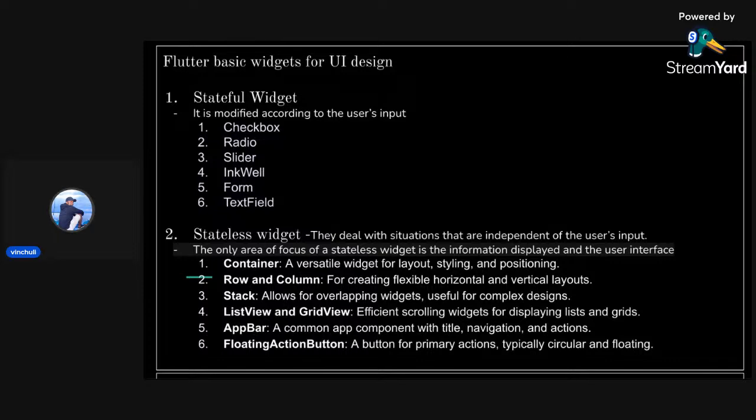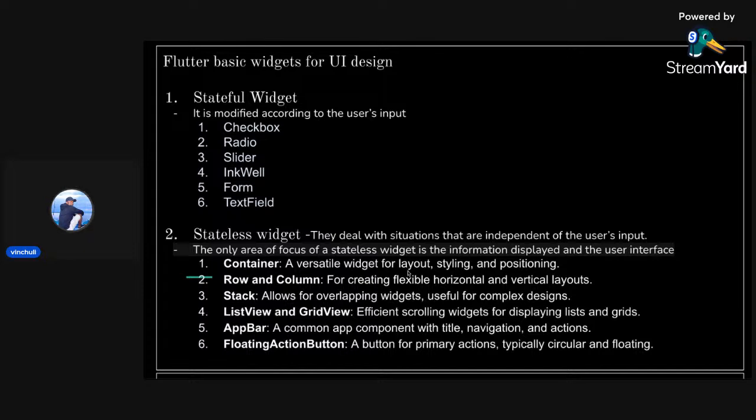A column does not have that scrolling ability. And yes, so a list view generally and a grid view, they are used for holding lists of elements, and they have that scrolling capability. We have an app bar.